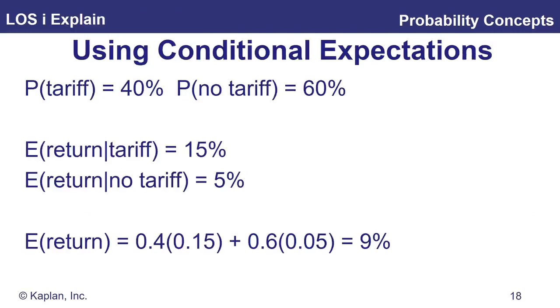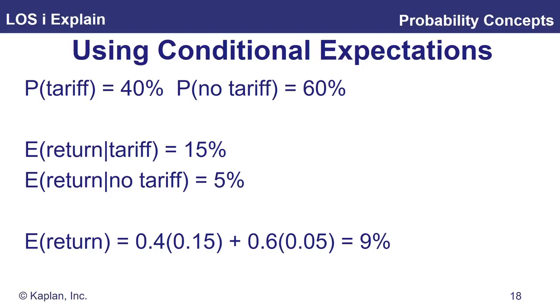Now, let's have a look at our next LOS. It says, explain the use of conditional expectations in investment applications. So what have we got here? We've got the probability of a tariff being enacted, 40% chance that a tariff will be introduced, and 60% chance that a tariff won't be introduced.